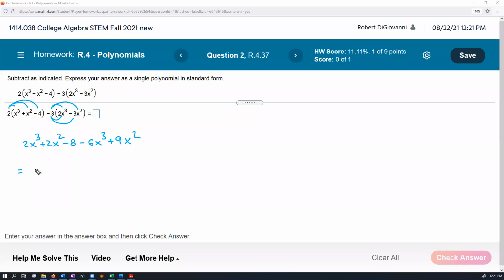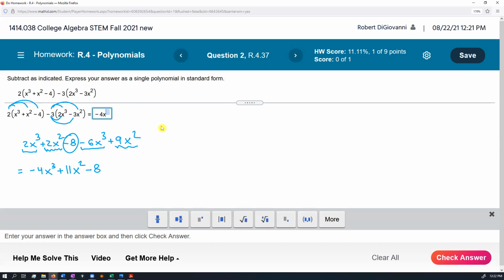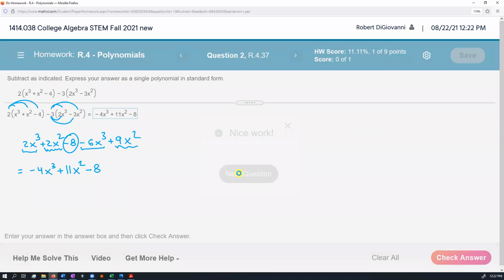All right, now combine like terms together. I only have the 2x cubed. Oh, wait, sorry, I don't. I actually have another one. I can combine this and this together. 2 take away 6 is -4, so I have -4x cubed. And then I have the x squared term and x squared term here. I can add those together. That gives me 11x squared. And then I still have that -8 right there. So that should be it. Let's see here. -4x cubed plus 11x squared minus 8. There we go.